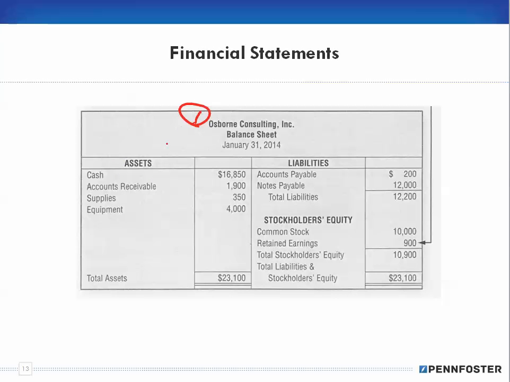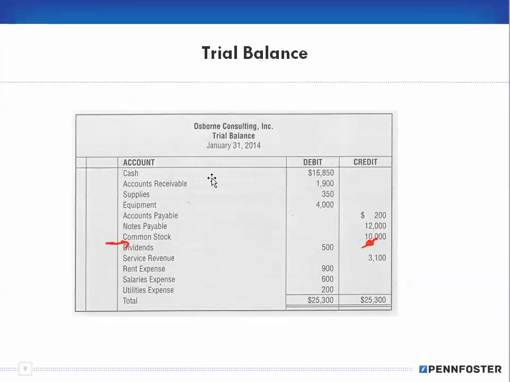So after I write the heading, the next thing I like to do is write my category of accounts. I like to write assets, liabilities, and stockholders' equity, and notice that they're center aligned also. After I write the categories, then I write the accounts themselves, and at that point in time, I can go back up to my trial balance and start pulling that information off the trial balance.